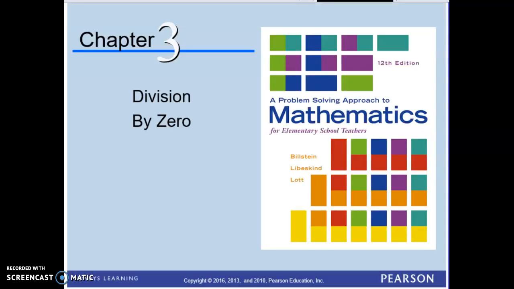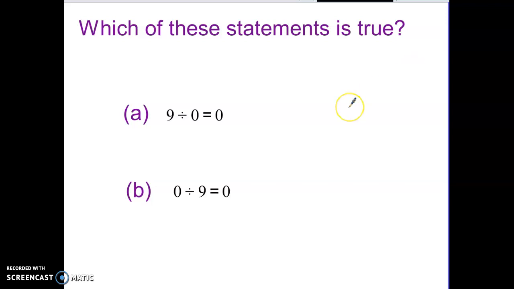All right, the last thing we need to talk about in our multiplication and division section is division by 0. So when we divide by 0, what is going to happen? Okay, I want you to look at these two statements and determine which of these two statements is true. Okay, so before I tell you the actual answer, I want to give you an illustration.